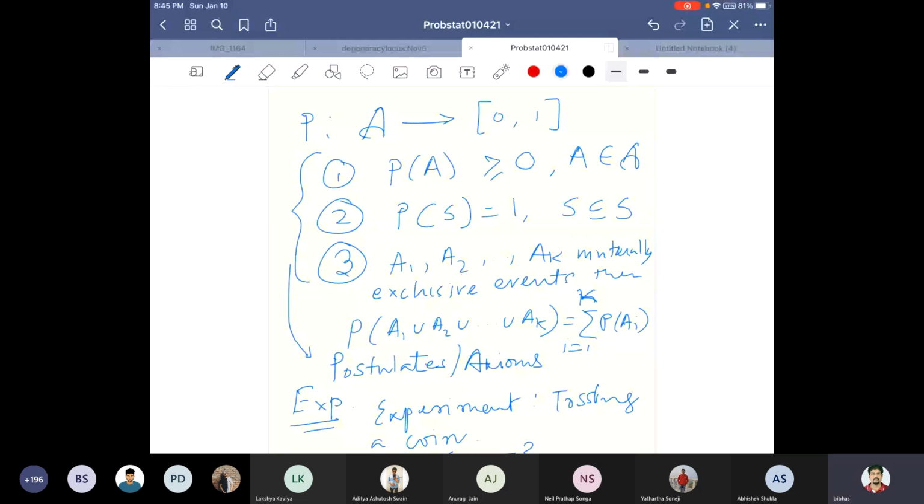So given the experiment, the set of events is fixed and the sample space is fixed, and any function you define which satisfies these three properties, we'll call it a probability measure. So it is up to you how you want to define a probability.